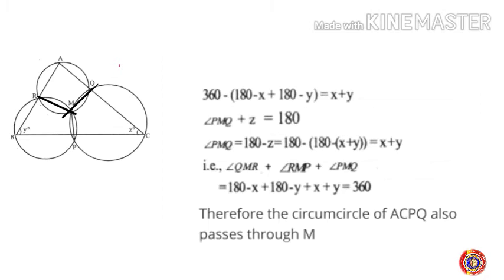That is, we have to take the sum of all three angles around the point M. Angle QMR plus angle RMP plus angle PMQ is equal to 180 minus X plus 180 minus Y plus X plus Y. Simplifying it, we get 360 degrees. So again we get 360 degrees. This shows that the circumcircle of ACPQ also passes through the point M. Okay, is it clear for you? So M is the common point for all three circles.